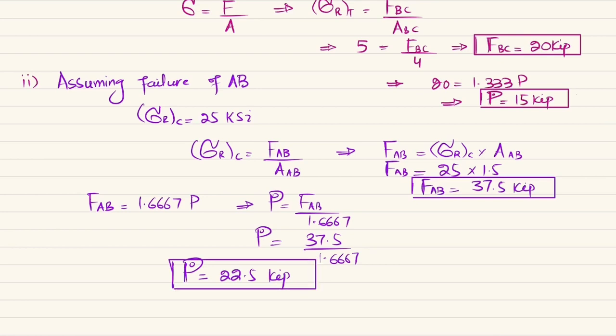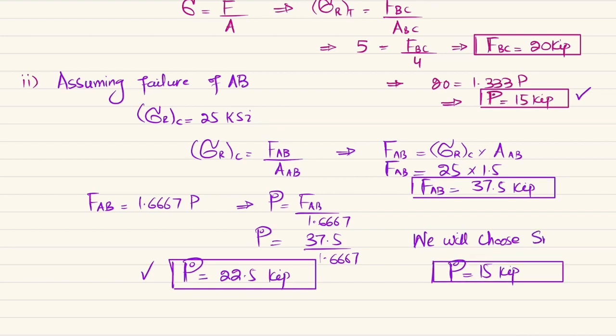Now we have two values. One is this one, another one is this one. So we will choose the largest load that can be applied on this system, P equal to 15 kips, because this will be the safer load. So we will choose the smaller one, and that is the largest load that can be applied on the system. So this was all about this problem 3-21.